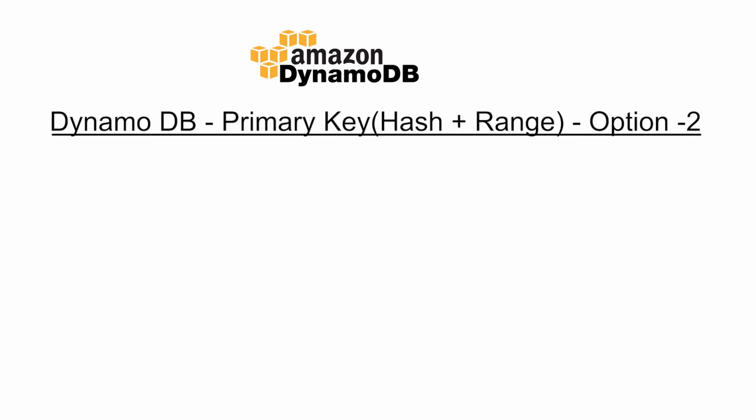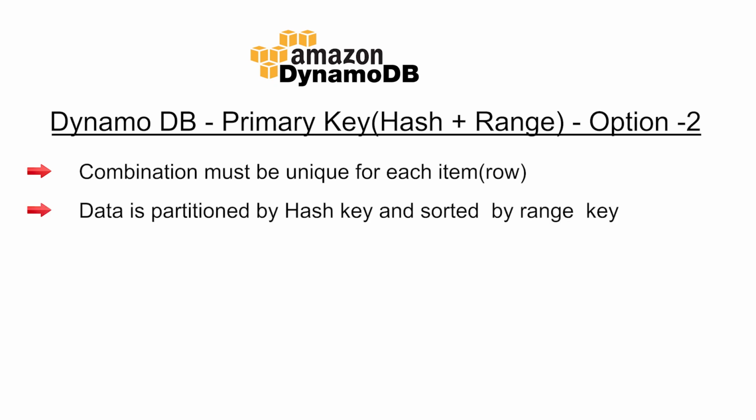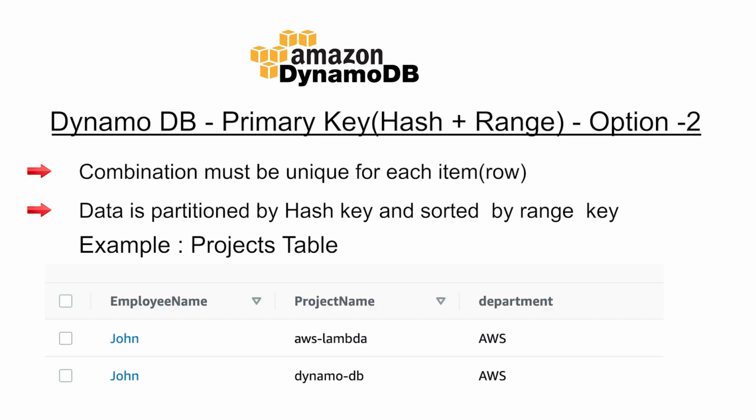For composite hash and range key in DynamoDB, the combination must be unique for each item. Data is partitioned by the hash key and sorted by the range key. The default sorting is in ascending order. Let's have a look at the projects table here, which is having employee name as the hash key and project name as the range key. And the data here is sorted in ascending order by the project name, which is our range key.